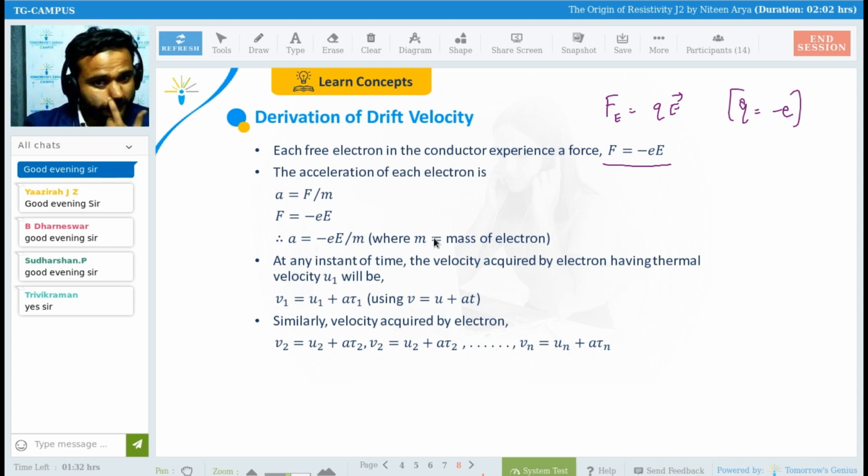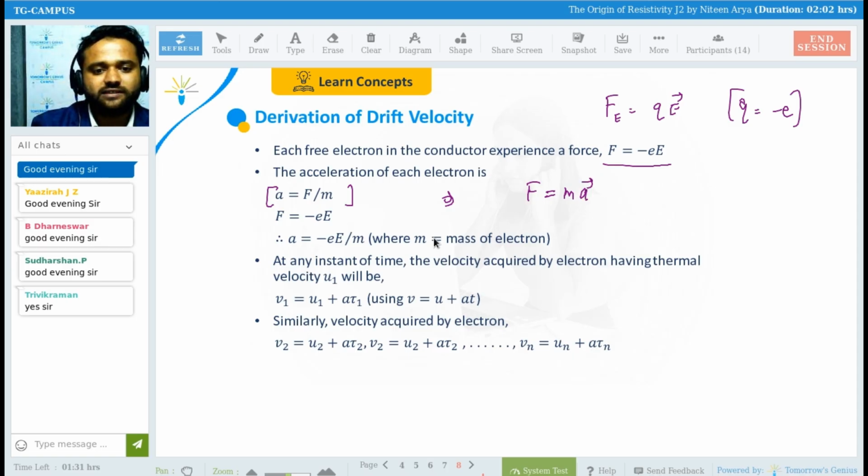The acceleration of each electron is a equals F by m, as we know, simple. Force equals mass into acceleration. So from this relation, acceleration is F by m, and we have force equal to minus eE. Minus e is the charge on an electron, E is the electric field. Therefore, this is going to be the acceleration, where m is the mass of the electron.